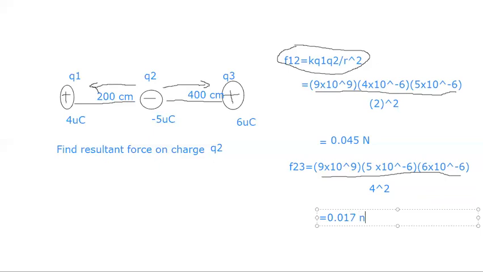And now I can see here easily that F23 is 0.017 and F12 is 0.045 Newton. Yani the force F12 is bigger than the force F23.